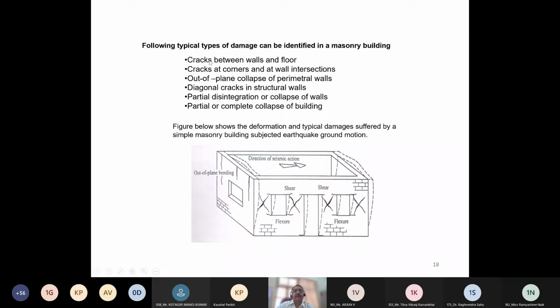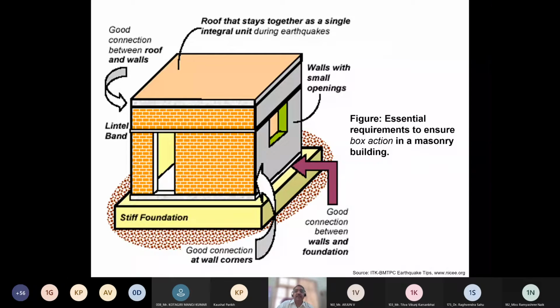Following typical types of damage: cracks between walls and floor, cracks at corners and at wall intersections, out-of-plane collapse of perimeter walls, diagonal cracks in structural walls, partial disintegration or collapse of walls, partial or complete collapse of buildings. The figure below shows the deformation and typical damages suffered by a simple masonry building subjected to earthquake ground motion. These are some of the failure patterns which we can expect in a masonry building.